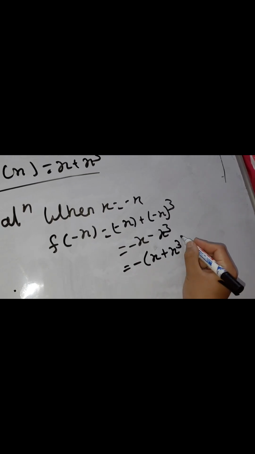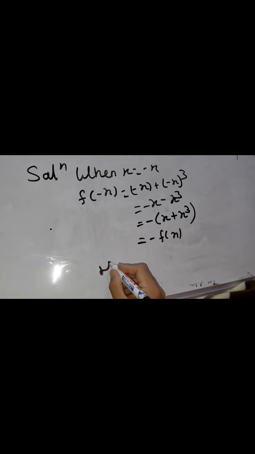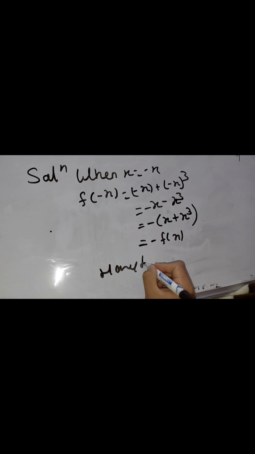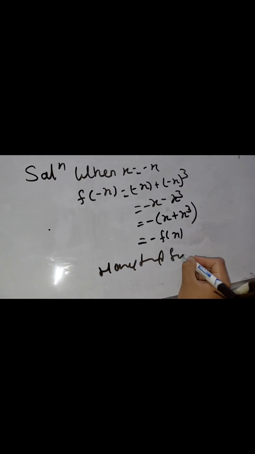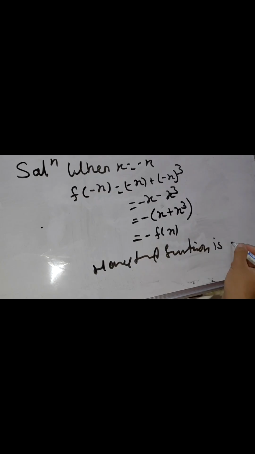Now take the minus common. We are remained with what? x plus x cubed, which is again what? The original function itself. So it's minus f of x. Hence the function is odd.